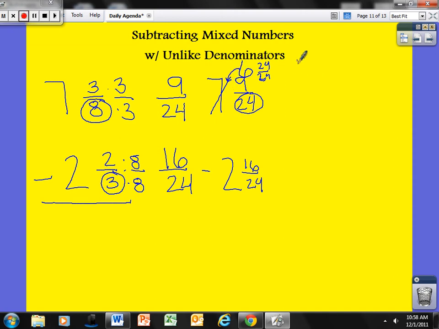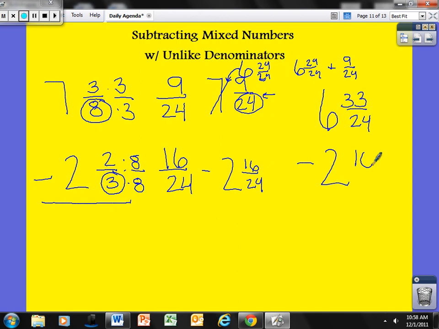So now I have the 6 and 24/24, and now I have to combine that with the 9/24. I cannot forget about it. Because remember, the 6 and 24/24 just makes up the 7. The 9/24 is already there. 24 plus 9 gives me 33/24. So I have 6 and 33/24. I am subtracting from that 2 and 16/24. Okay, the denominator stays the same, so that is a 24.